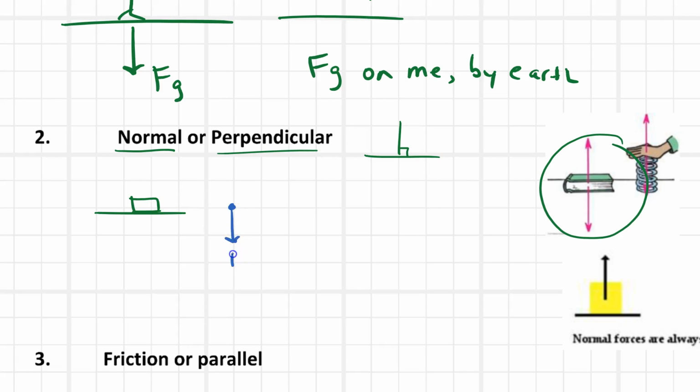We know that there's a force of gravity acting downwards because it's close to the Earth. But there's a table in the way. This table is pushing back upwards on that book. Here's the table a little bit better. So the force of the table pushing up on it.